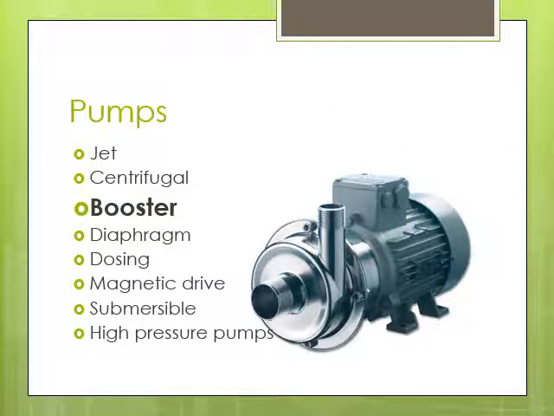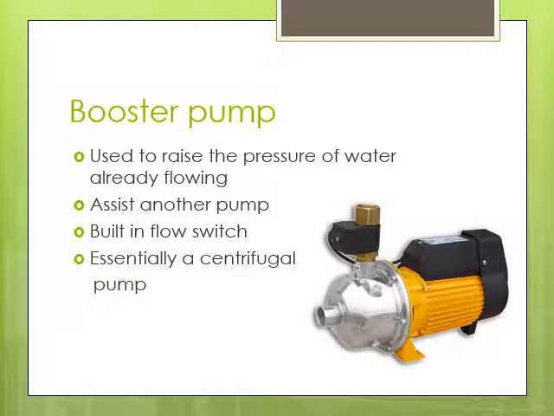Next, booster pumps. You may or may not run into these. Sometimes when you have a pump in the irrigation room, it has a long way to go to get to the far end of the greenhouse. And so they have these pumps along the way that have an inline switch where if the pressure drops, it will switch on and help boost the pressure again so that it has enough pressure when it gets to the far end of the greenhouse. So it's basically an assistant with this built-in switch.